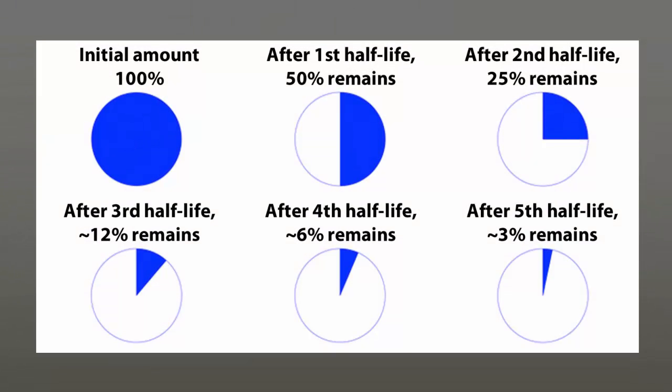Another way to visualize that exact concept is looking at pie charts. So if you were to start with 100% or your initial amount, every half-life you would decay by half. So 100% goes to 50%, which goes to a quarter, or 25%, which goes to 12%, to 6%, to 3%.